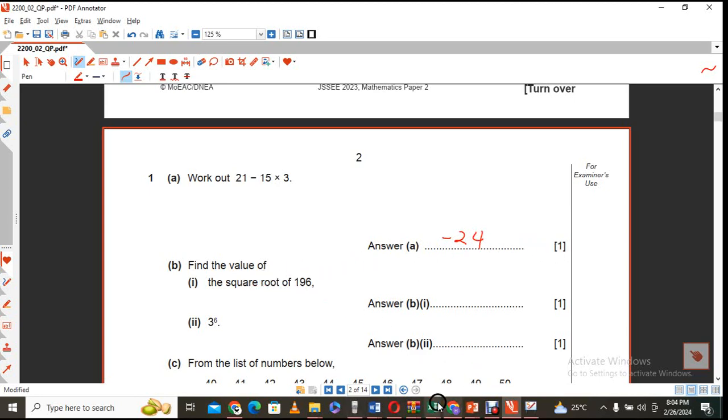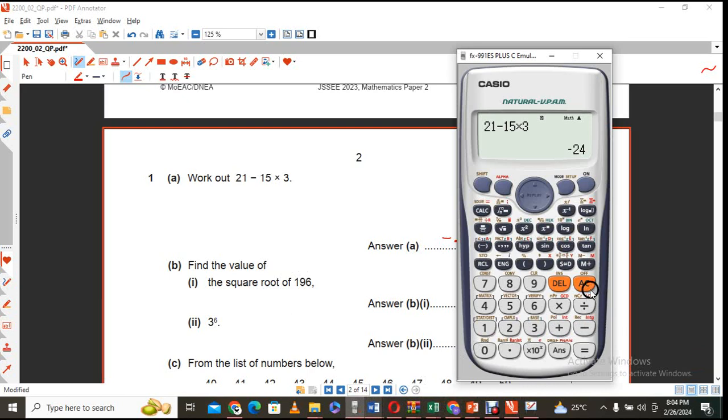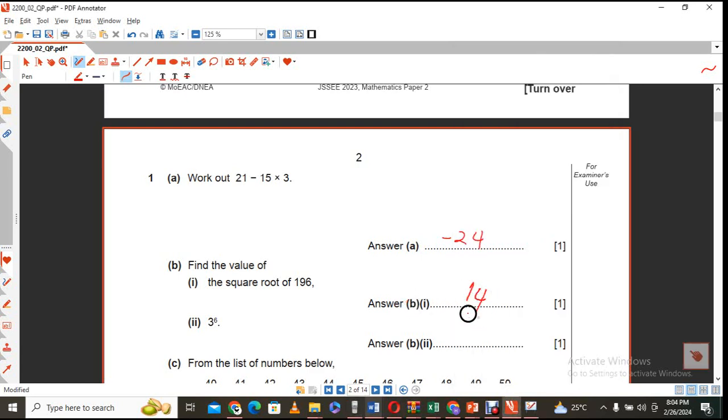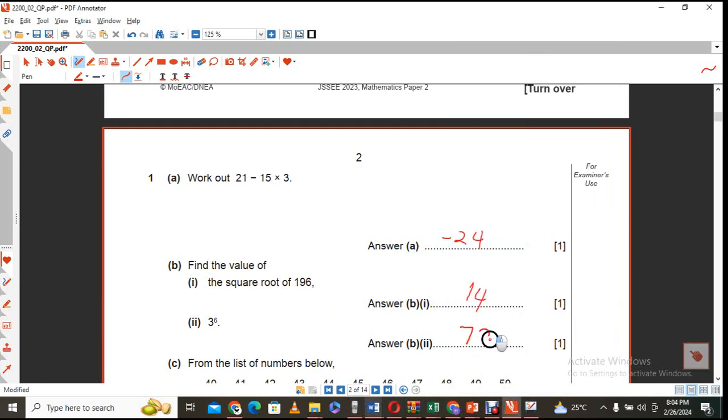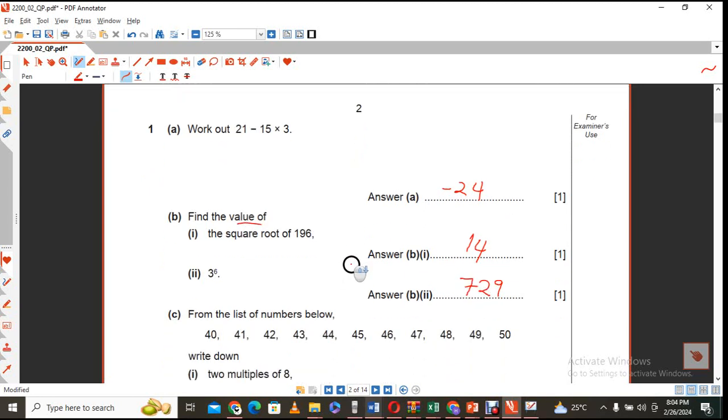The square root of 196, well, you should know that it's 14, but in case you don't know, square root of 196, that gives you 14. Okay, 14. Don't get confused between square root and the square. 3 raised to the power of 6, that will be 9 times 9 times 9, so 729. Again, use your calculator. You say 3 raised to the power of 6 in order for you to get that 729. 729 it is, because here we are looking for the value. Okay, should not lose those marks.